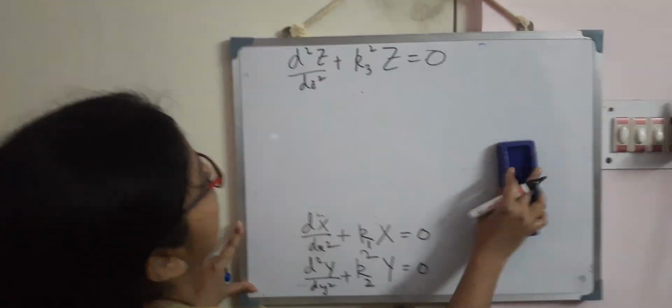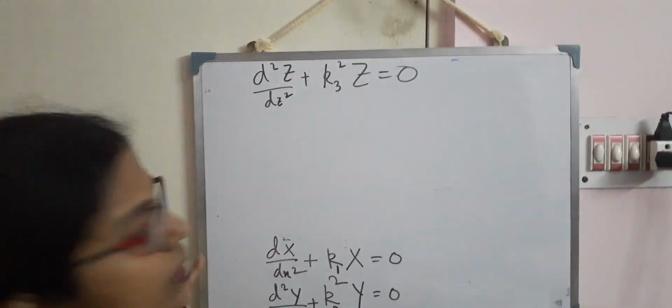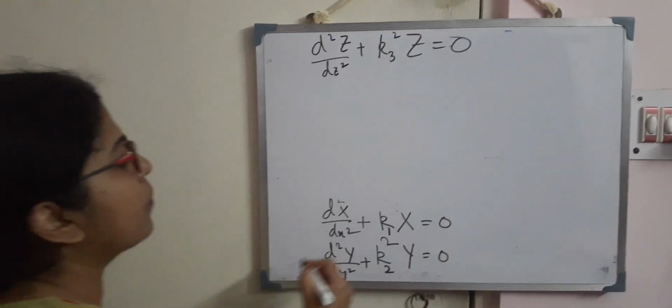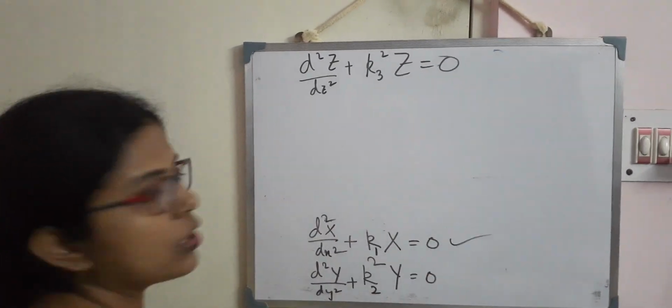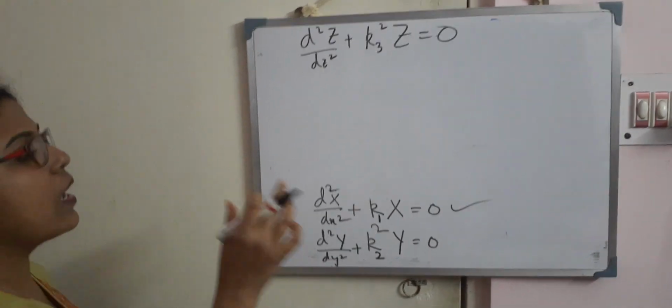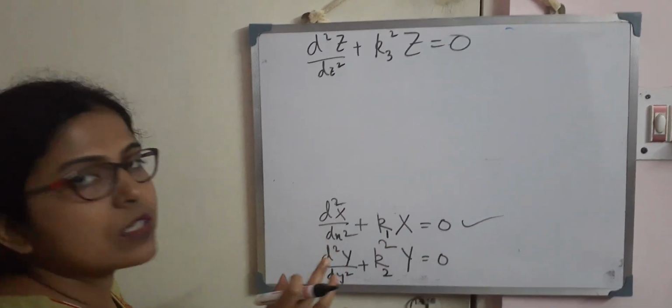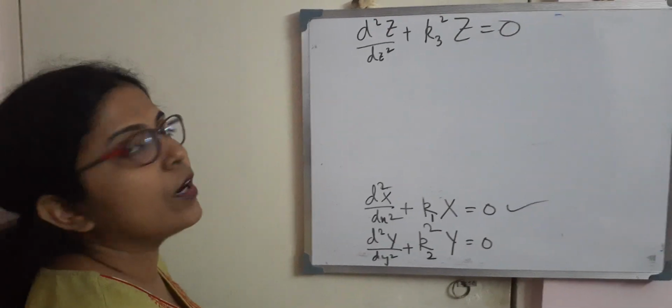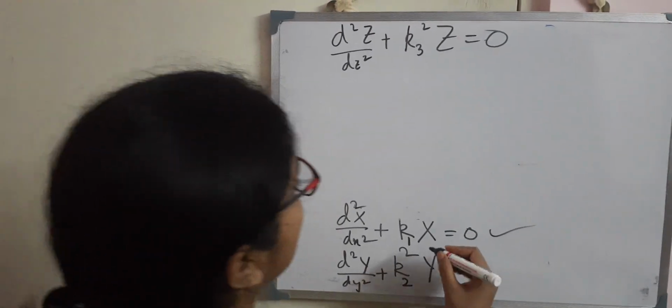They look like the same equation that you got for a particle in a 1D box. For a particle in a 1D box, you got one equation only. And now for a 3D box, you have three such equations. So now I will just write down the solution of this equation, because we have already done that when we discussed a particle in a 1D box.